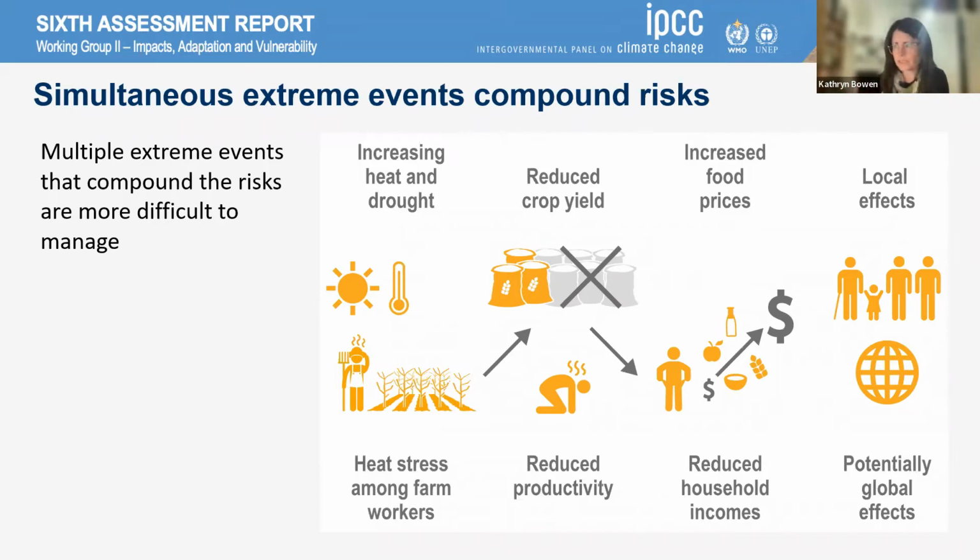This slide is really helpful to understand in a bit more detail the links between them. When multiple extreme events happen at the same time, they compound the overall risk and are more difficult to manage. Here we can see an example of how heat and drought combine, as in my earlier example, to cause reductions in crop yields. This is made worse by reduced productivity because of heat stress among farm workers. These reduced yields lead to reductions in household incomes and increased food prices locally and potentially globally. It's really important to understand that climate risks do not respect national boundaries, and weather-related extremes are creating shocks to global trade. It's a really complex issue that we're dealing with. Next slide, please, Kaisa.